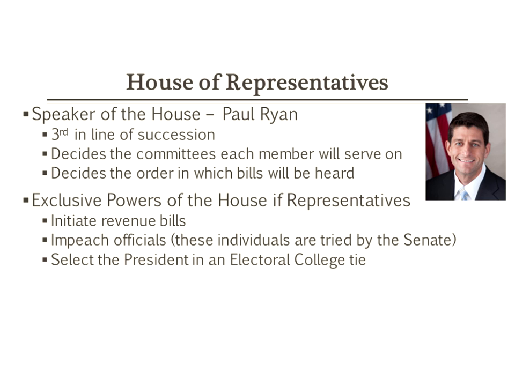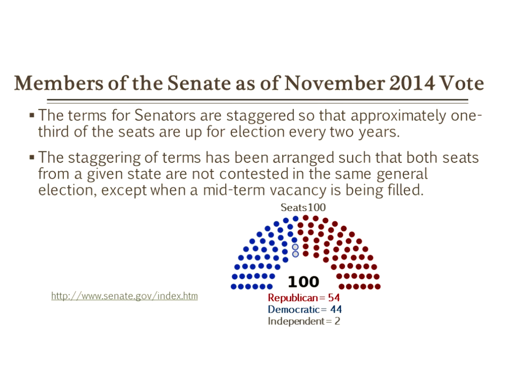The exclusive powers of the House of Representatives, which the Senate cannot do: they initiate revenue bills. They can also impeach officials, but the interesting thing is that, although they can impeach officials, the individuals are tried by the Senate. And they select the president in an electoral college tie. So that is their important job.